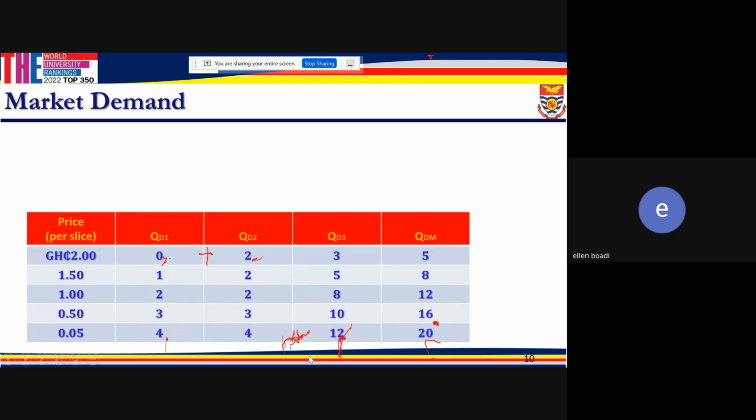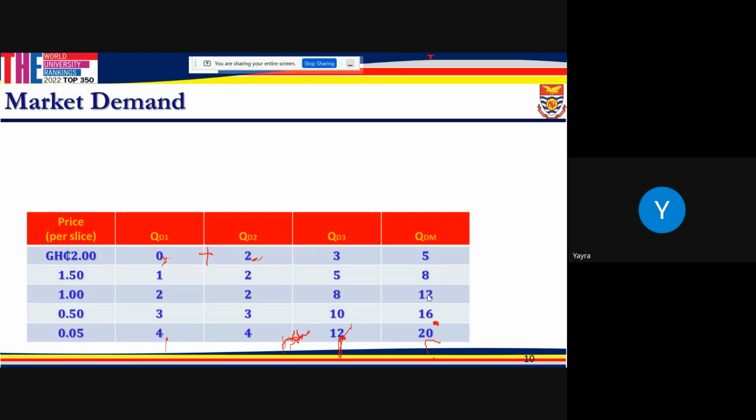That is market demand. In the same way, if you want to know the market demand at price 1, it will be 2 plus 2 plus 8. So 2 plus 2 plus 8, it means the market demand is 12. Please, is it clear now?